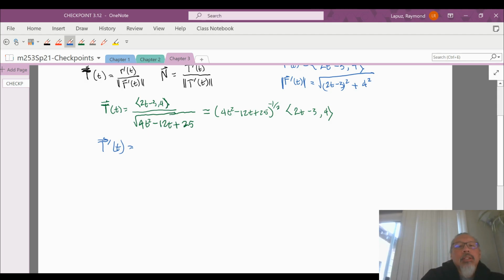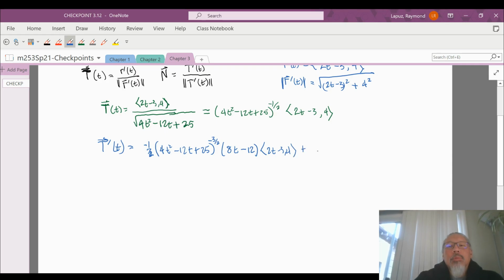Applying the product rule, we take the derivative of the first, that's a negative 1/2 times the inside, and the inside is going to be 4t squared minus 12t plus 25, and then raised to the negative 3/2 power, times the derivative of the inside using the chain rule. We have 8t minus 12, and so that's the derivative of the first multiplied by the second item, which is the vector (2t minus 3, 4).